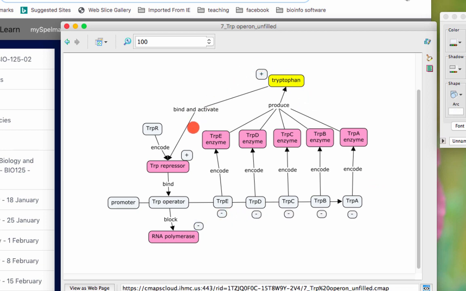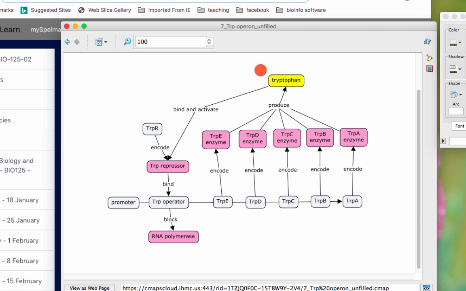When we look at the logic here, the presence of tryptophan is going to eventually lead to the shutdown of the entire operon, which means no new tryptophan will be produced. This makes sense because the E. coli won't really want to waste energy producing enzymes when there is plenty of tryptophan available.